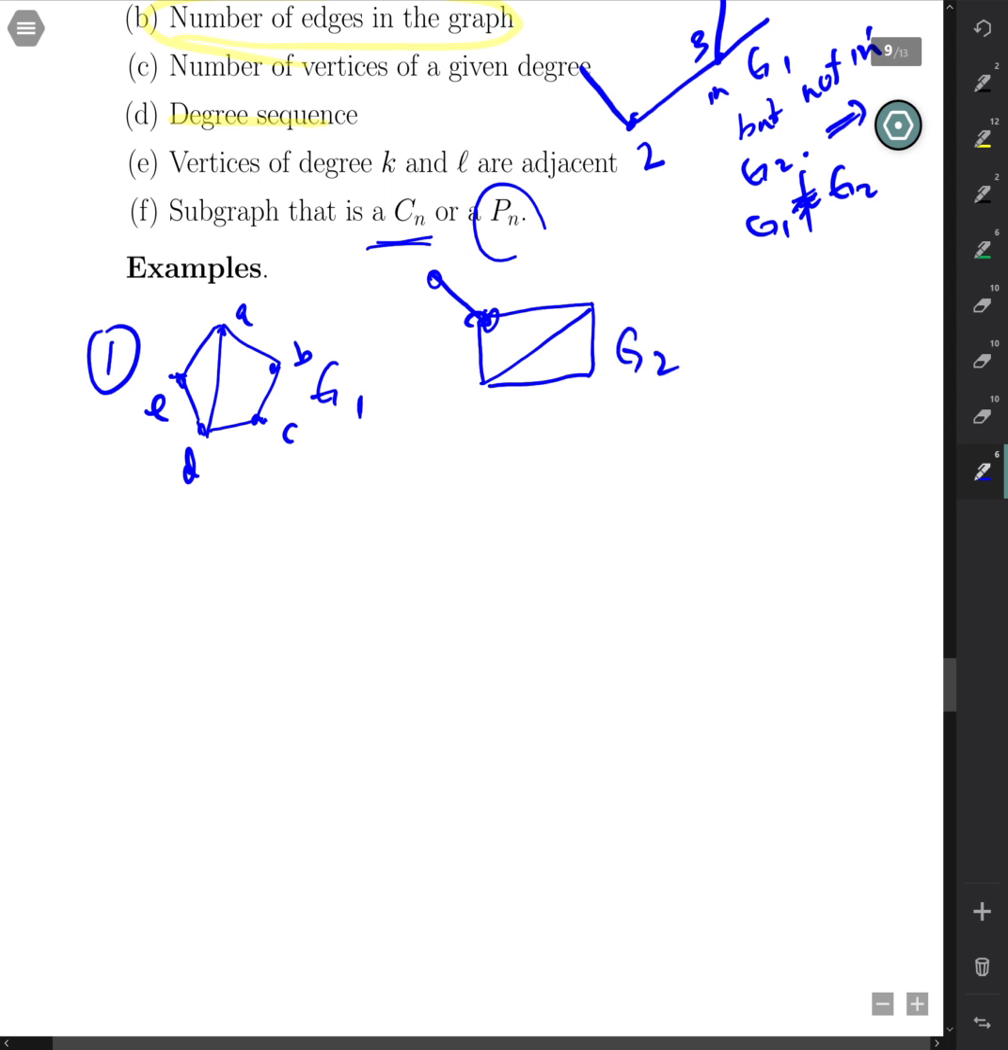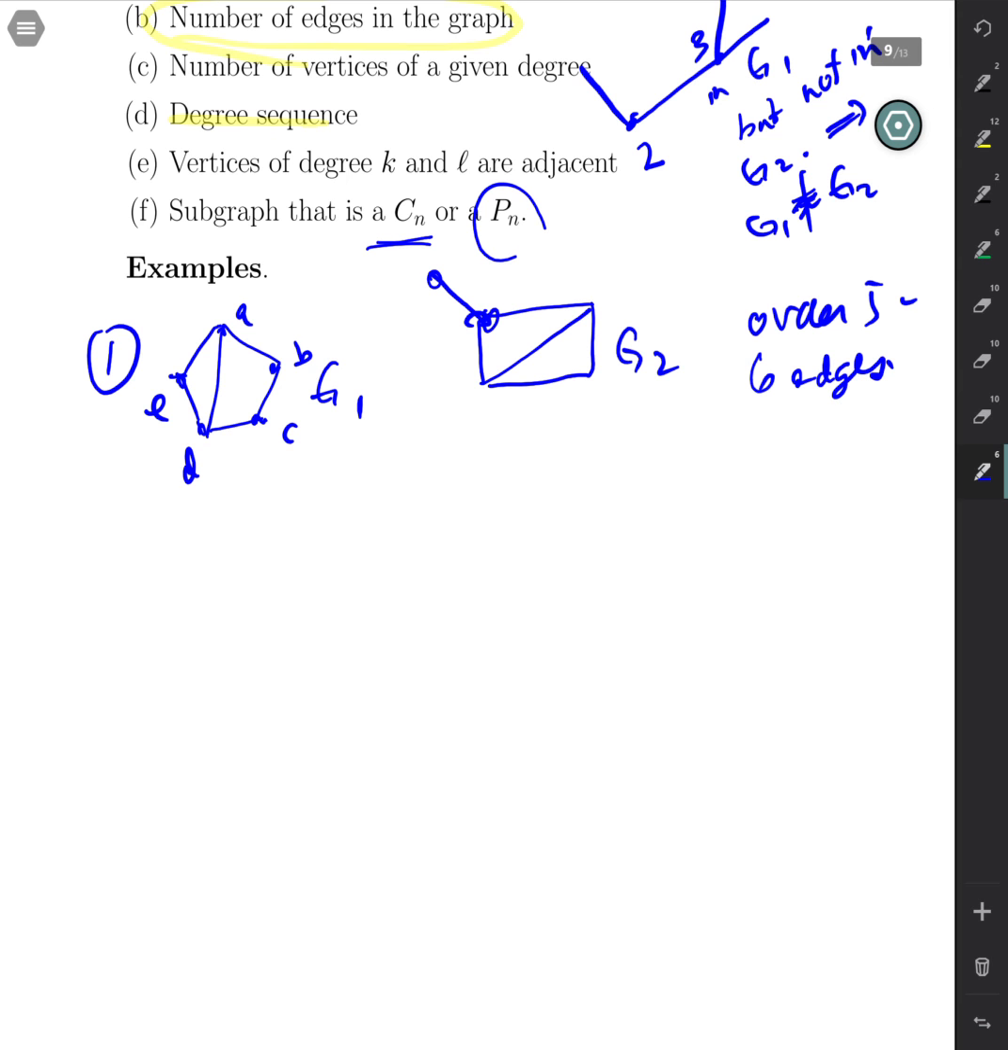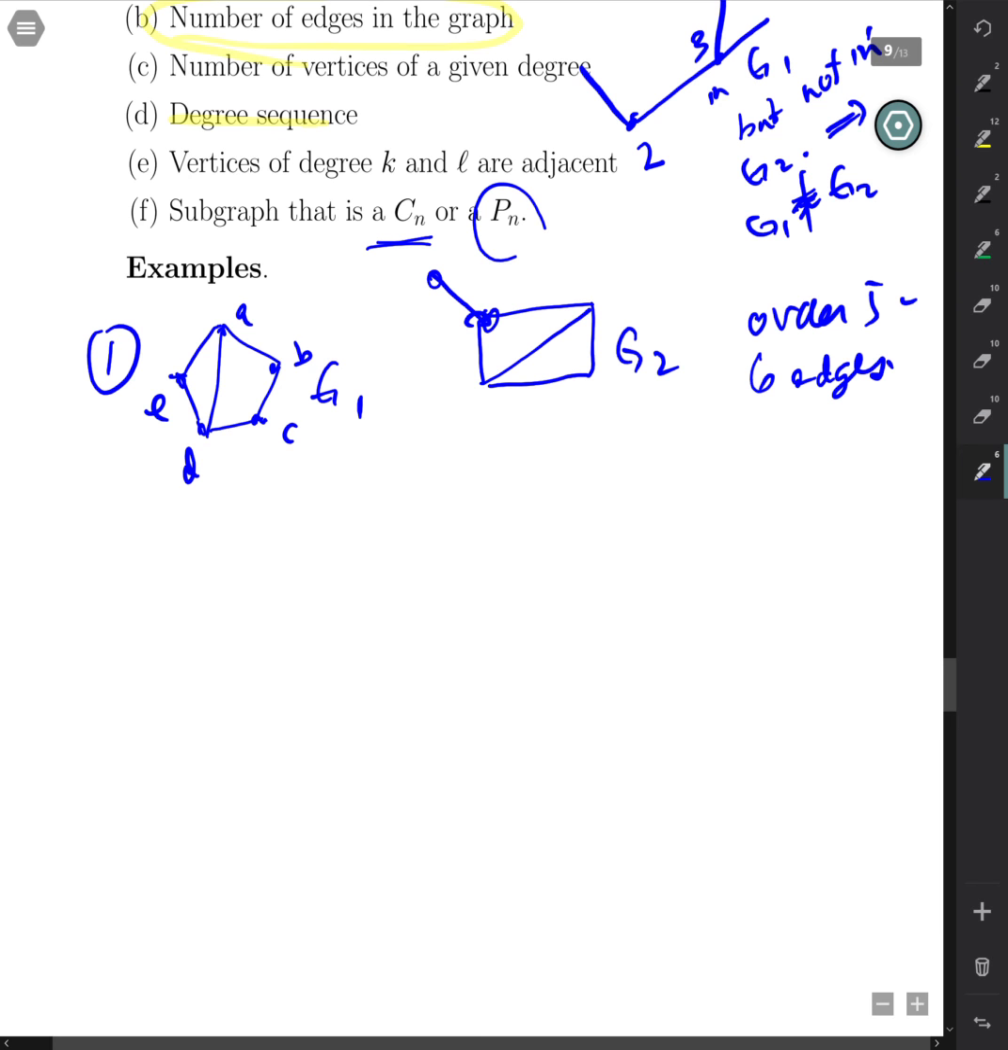Now they both have order 5. They both have 6 edges, so that's not helpful. However, you can see some differences here. G1, for example, has 2 vertices that are of degree 3, where G2 only has 1.